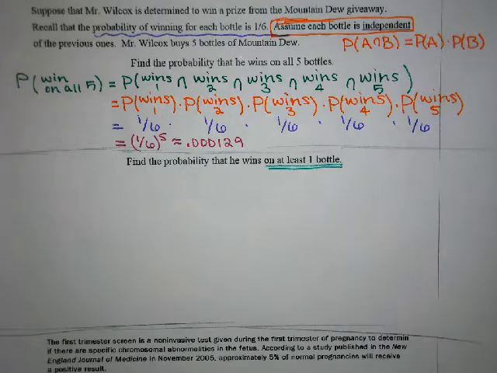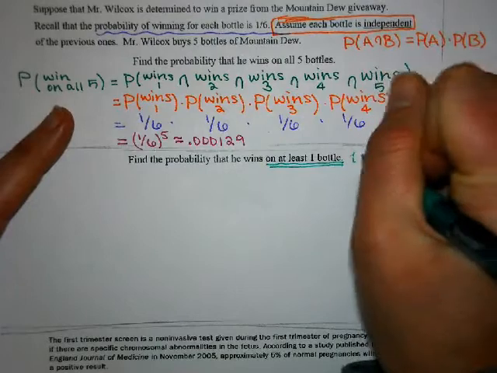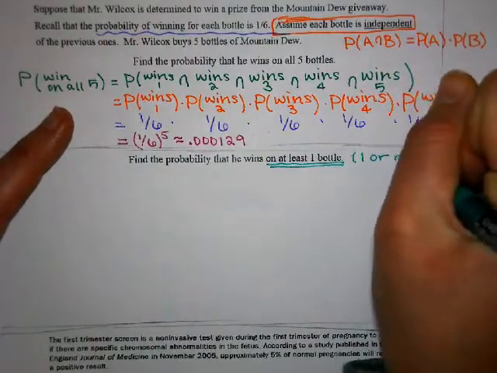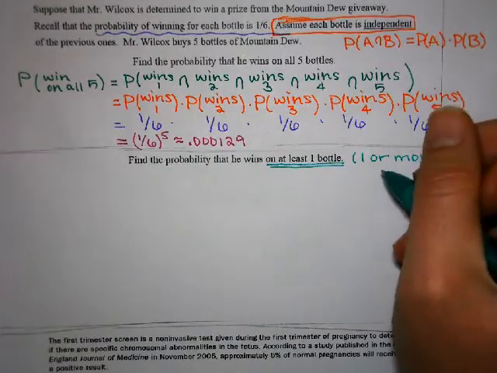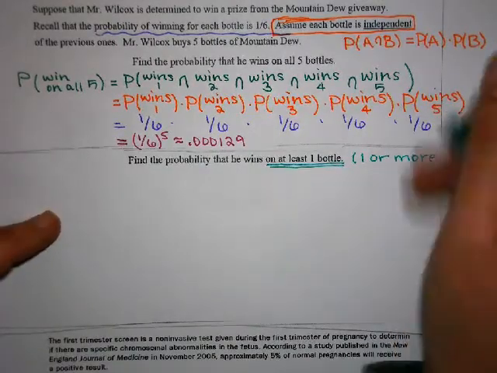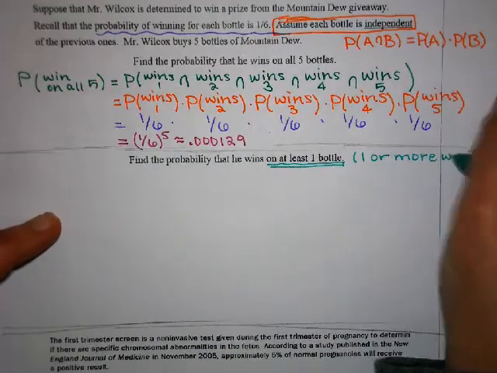It means that he wins on 1 or more. Thanks, Piper. Means that he wins on 1 or more. So he could win on just 1 bottle. He could win, 2 of the bottles could be winners. He could have 4 of them be winners. He could have all 5, or he could have 3 be winners. So this means 1 or more. And for whatever reason, at least and at most tend to be the most misunderstood inequality phrases. So 1 or more winners.